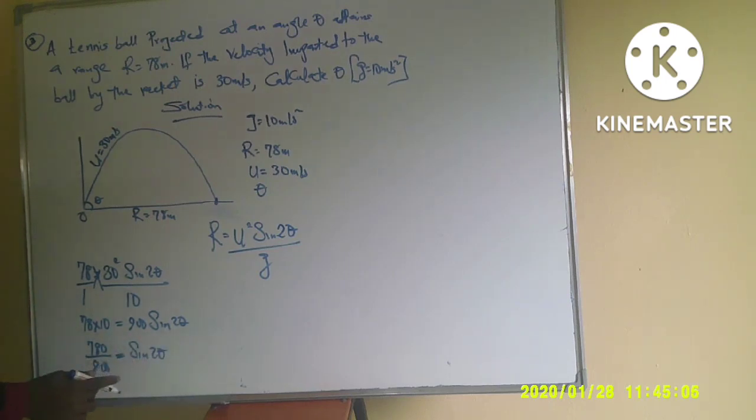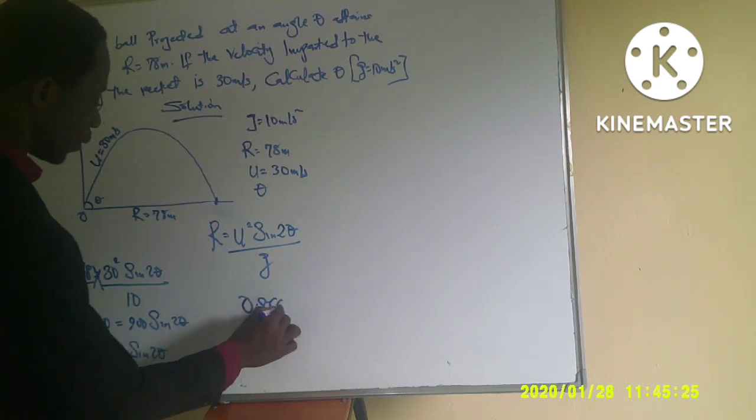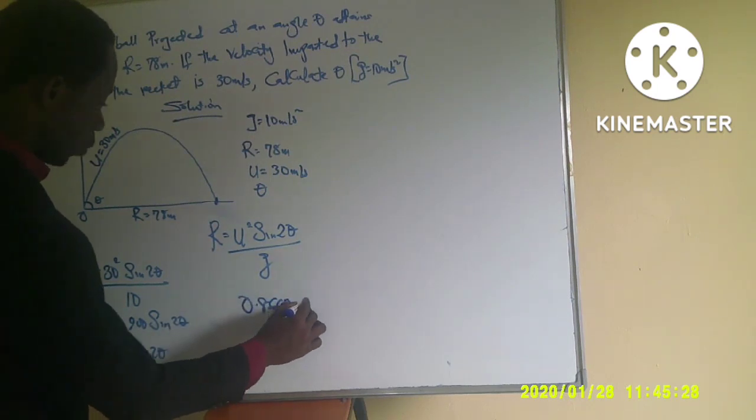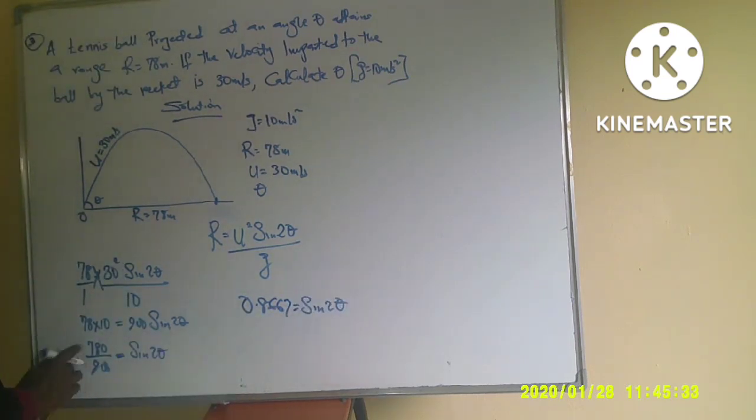Now, I want you to be careful about this junction. Please, you don't divide this by 2 theta. You look for the sine first, because the 2 and theta are attached together. So this sine is a different variable. So 780 divided by 900 gives us 0.8667, which is equal to sine 2 theta.